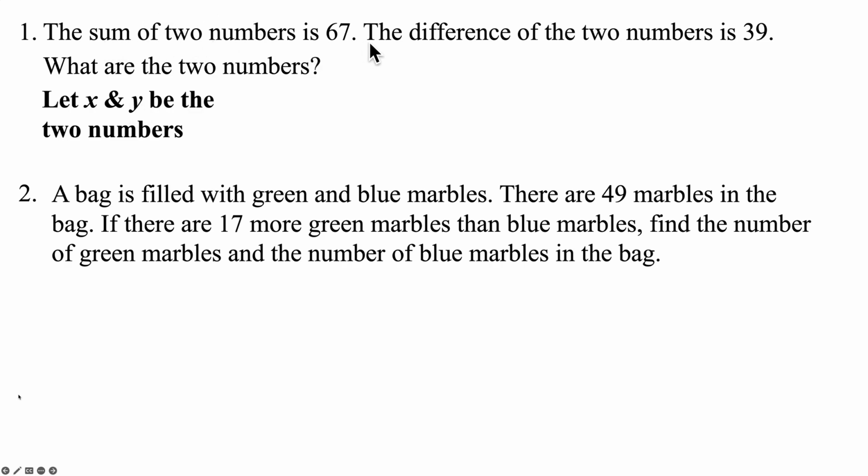So find the sum of the two numbers. Okay, x plus y equals 67. The difference between the two numbers, if we say x is the biggest, then it's x minus the smallest, so we get a positive number.